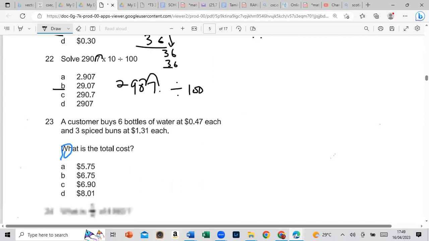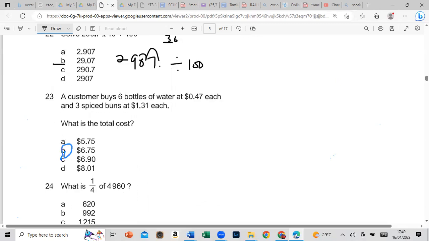The answer is B. Very good, it's correct. A customer buys 6 bottles of water at $0.47 each and 3 spice buns at $1.31 each. What is the total cost? So how much for the 6 bottles of water and the 3 buns?